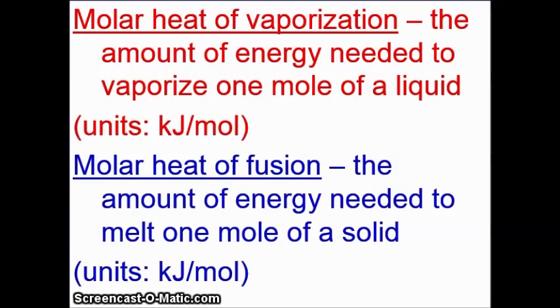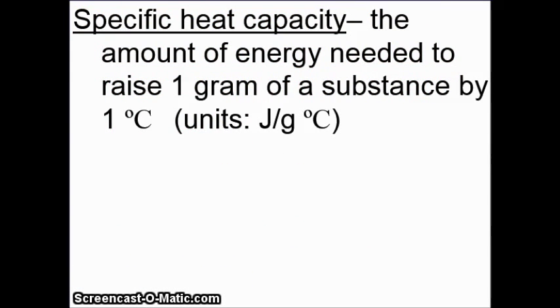So we need one more definition. The next definition here is the specific heat capacity, the amount of energy needed to raise 1 gram of substance by 1 degree Celsius. So now we know how much energy it takes to melt a mole of a substance, then raise the temperature of that gram of substance and vaporize it.